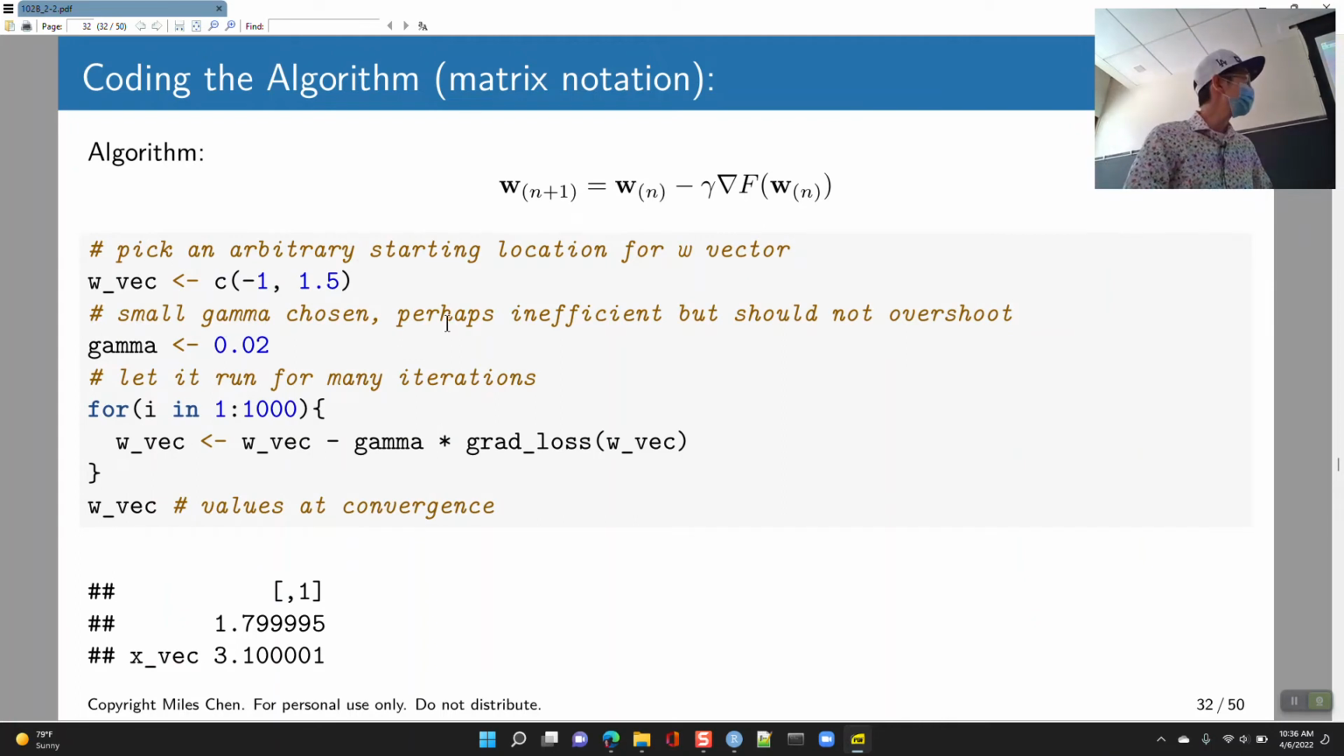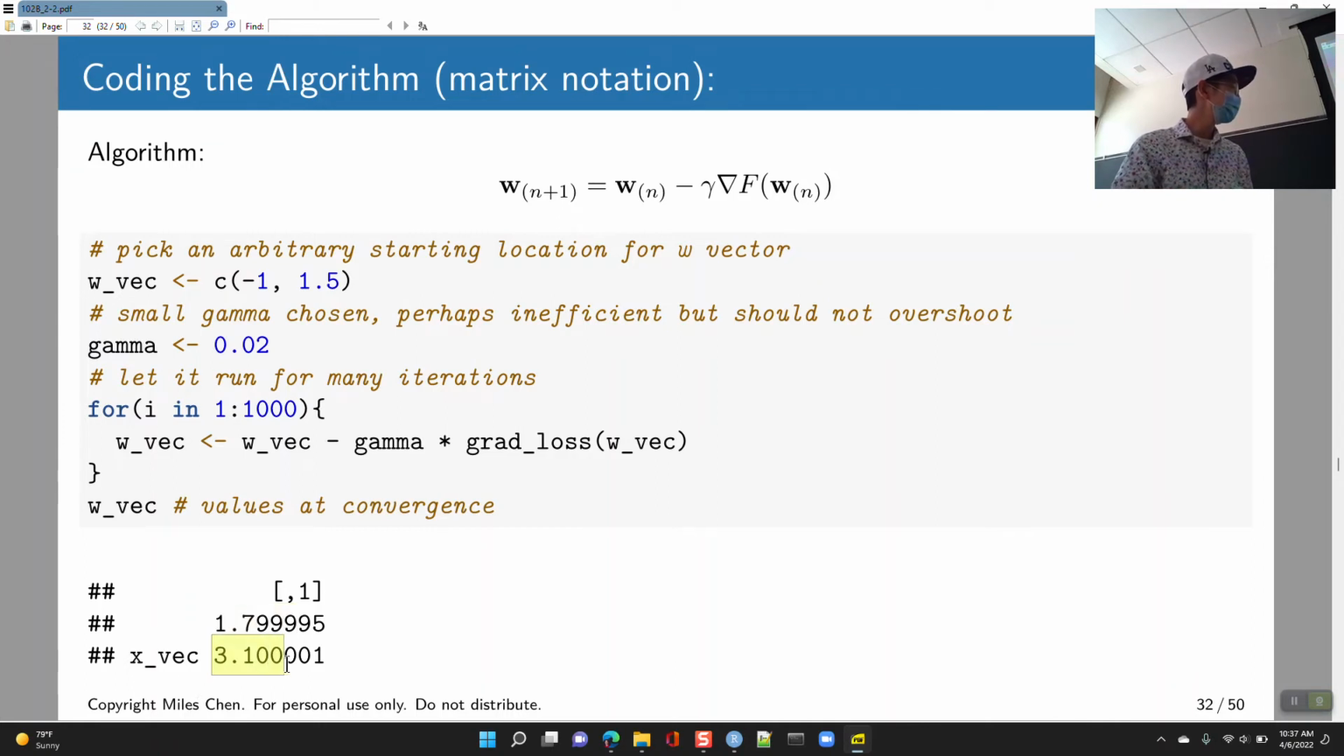Okay, and the algorithm, again, is just this single line. Take your current value of w, subtract off gamma times the gradient. And that's it. Here, I'm going to start off with an arbitrary starting location: an intercept of -1 and a slope of 1.5. I'm going to set gamma to be 0.02, and then I'm going to let this run for 1,000 iterations.